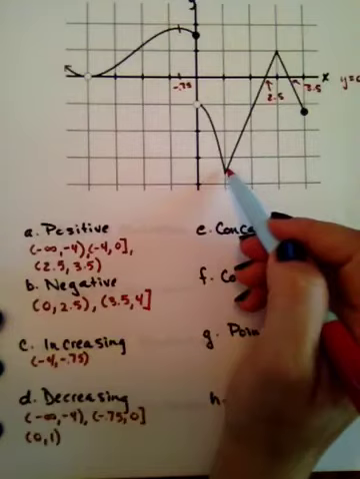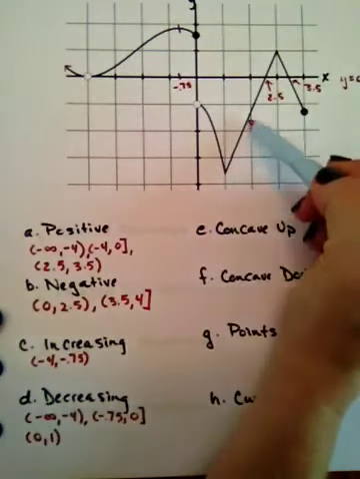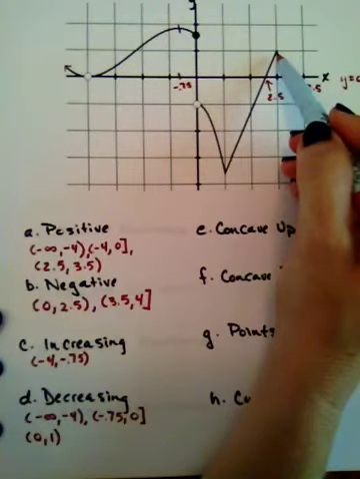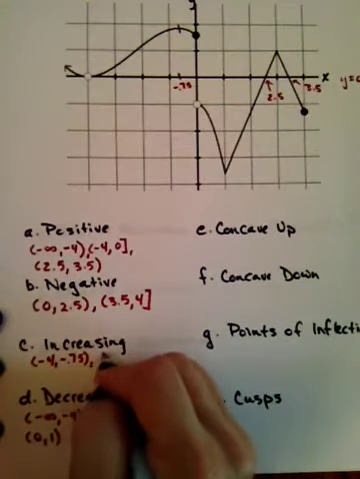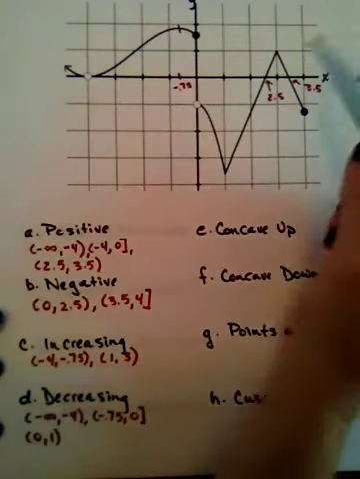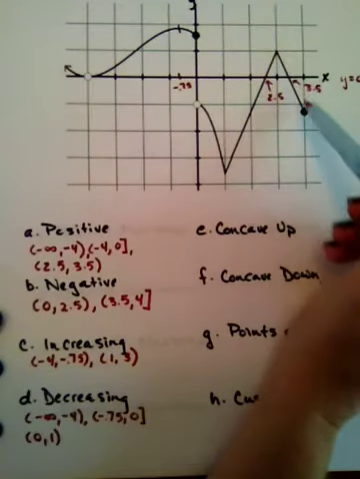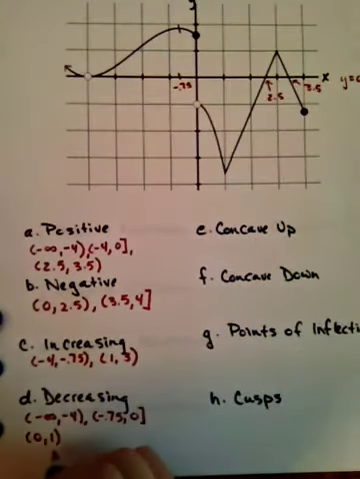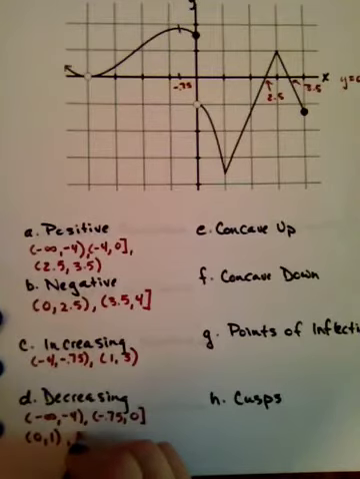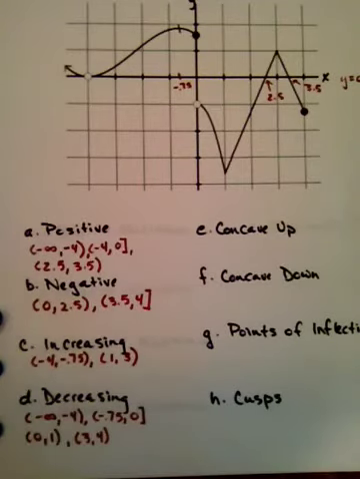Now from 1 all the way to 3, x values of 1 to 3, the graph is going up. It is increasing. So I'm going to say from 1 to 3. From 3 to 4, the graph is decreasing. And my honest inclination is to just leave this as a parenthesis, but you can go either way. I've seen it both ways.